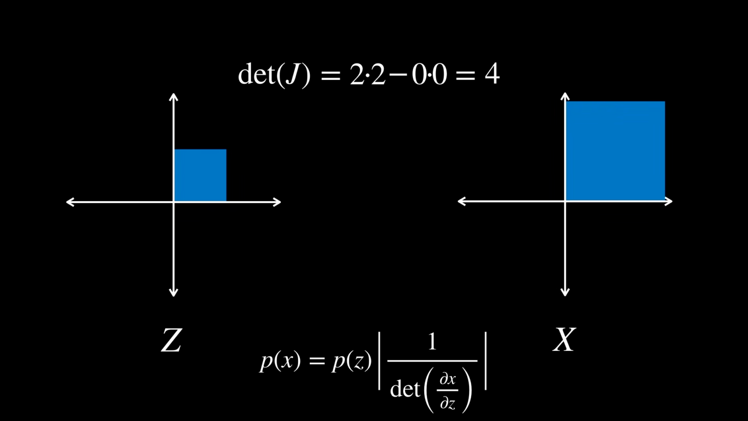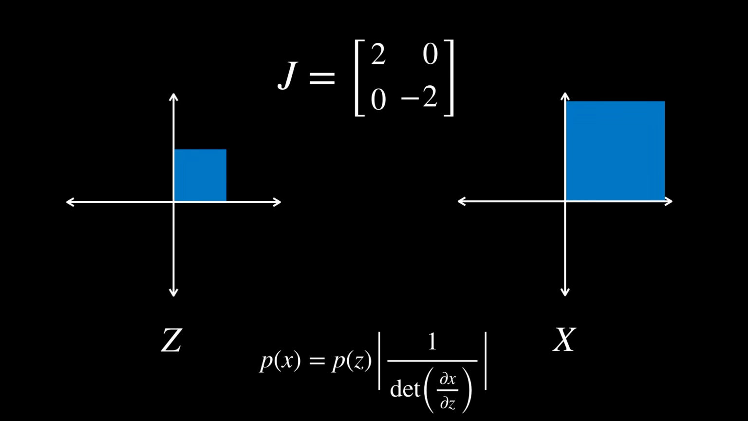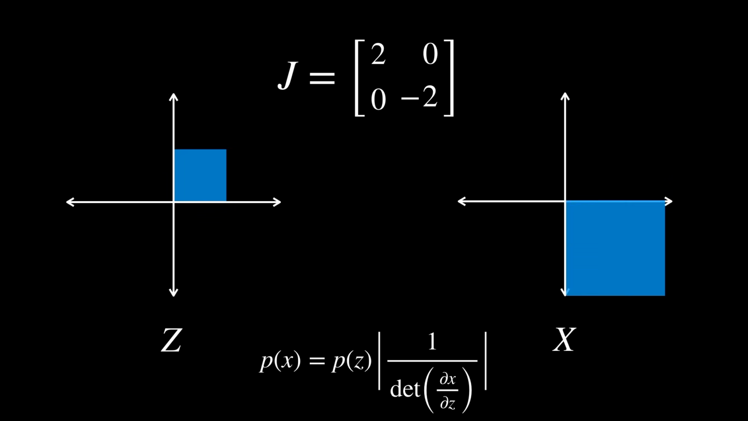Now, we don't actually care whether the Jacobian preserves orientation or not. For example, consider the case where we replace the bottom right term in the Jacobian with -2. We no longer preserve orientation as the region in x flips upside down, and the Jacobian determinant is now -4, not +4, but we only care about its magnitude. The relationship between the densities of points in x and points in z will be the same.